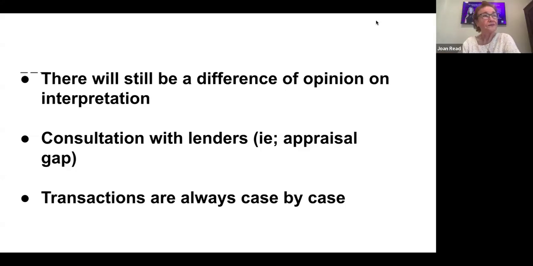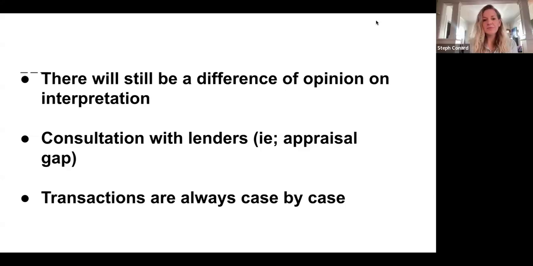Right. And then just as a heads up too, there might be consultation needed with lenders regarding the appraisal gap, for example, and I'll expand upon that more when we get to that. And transactions, of course, are always case by case.